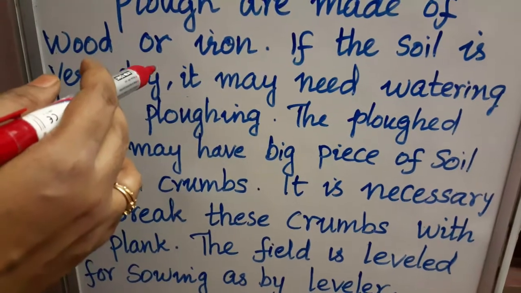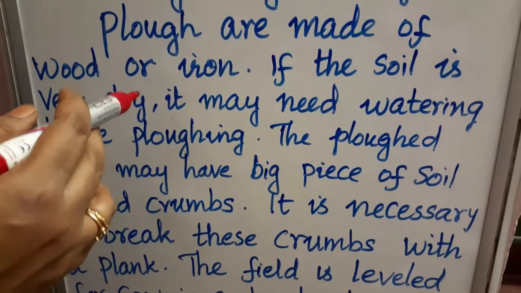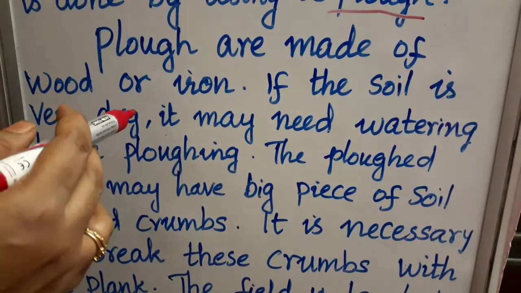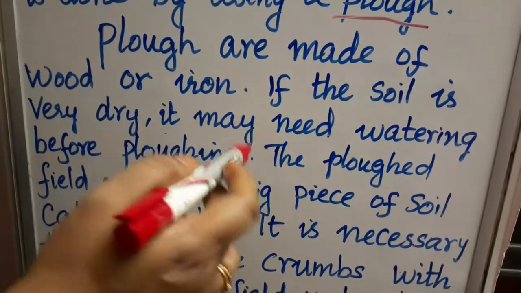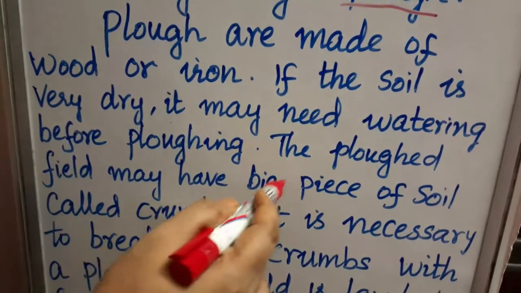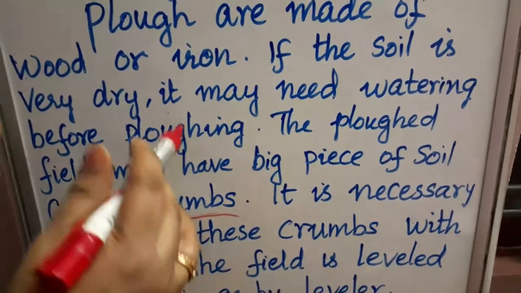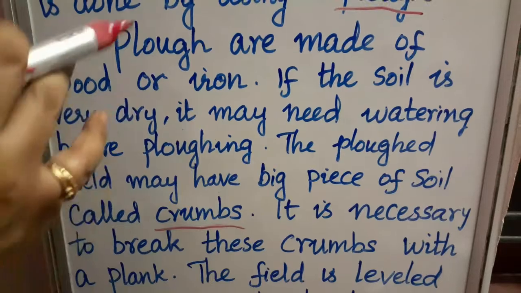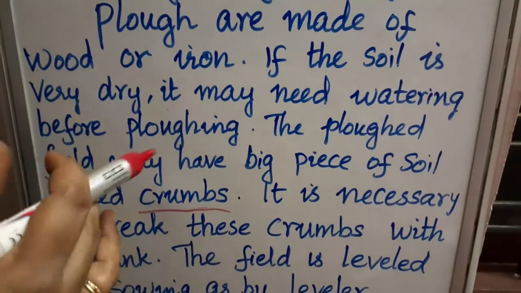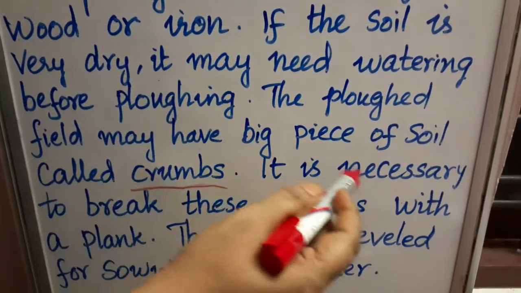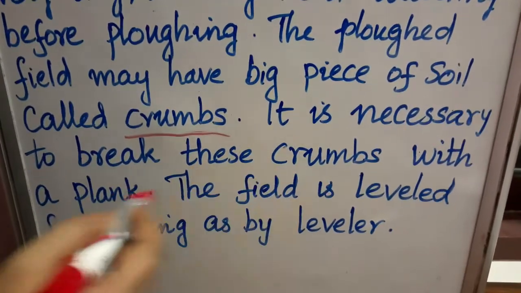At that time, the farmers will first water the land, and only then will they start to plow. After plowing, the plowed field may have big pieces of soil, which are known as crumbs. It is necessary to break these crumbs with a plank.